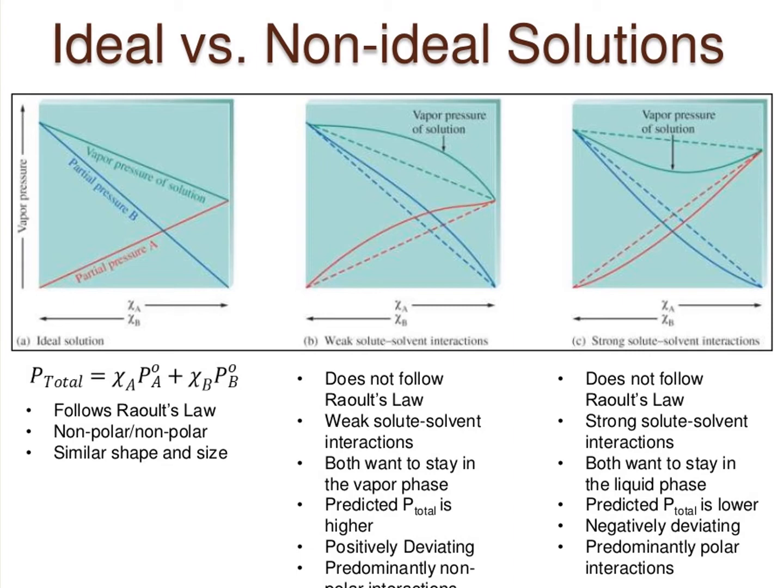Why? Because here in the second one you can see that there is a weak solute-solvent interaction and the predicted pressure is higher, okay, because the solute and the solvent don't want to remain in the solution, so they try to remain in the vapor phase. While in case of the third graph, you can see that there is a strong solute-solvent interaction and both want to stay in the liquid phase, thus forming less vapors, thus giving you a negative deviation.